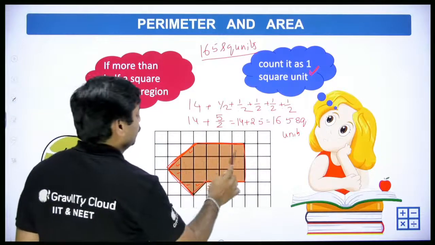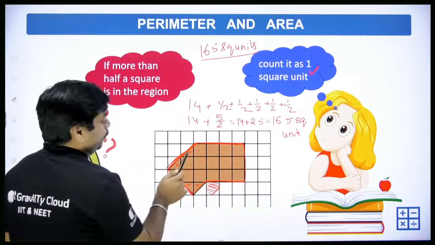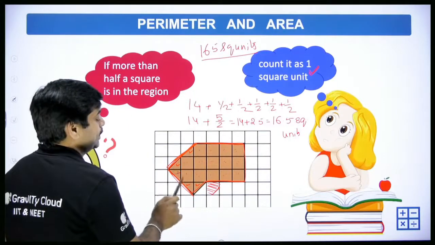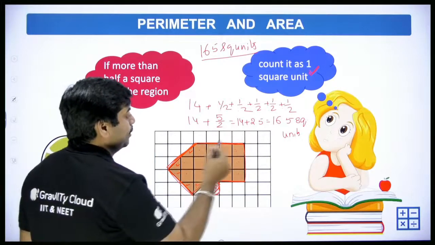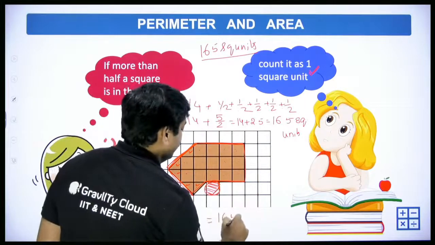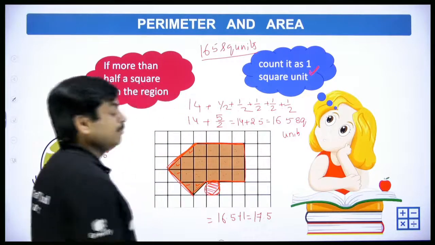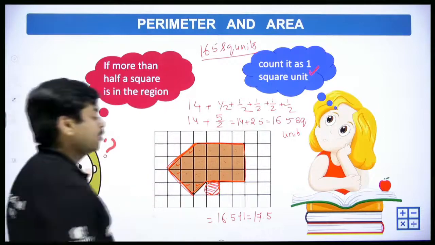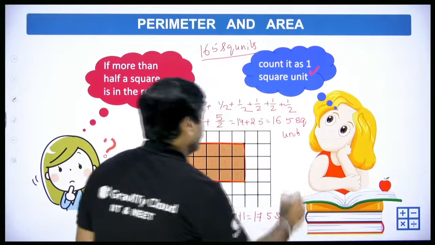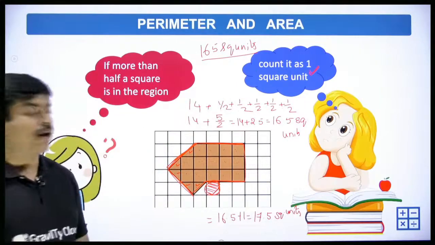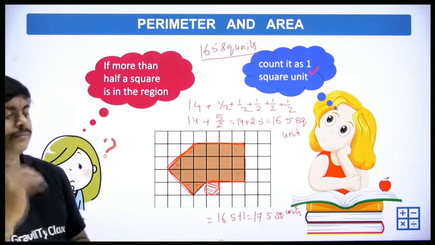So 1, 2, 3, 4, 5, 6, 7, 8, 9, 10, 11, 12, 13, 14, then 14.5, 15, 15.5, 16, 16.5, plus 1 complete box coming here. That will give you 16.5 plus 1, which is 17.5. Area is always in square units. So 16.5 plus 1 gives us 17.5 square units, correct?